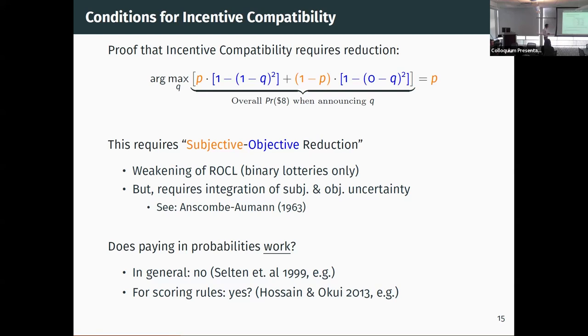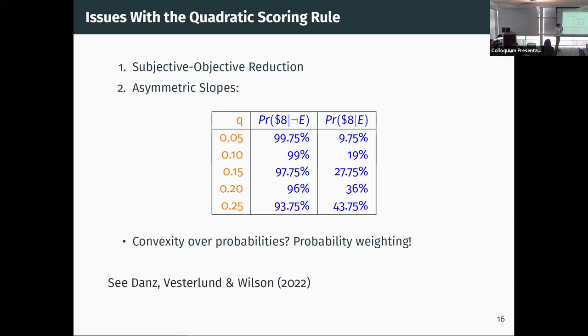There's a second potential problem with this binarized quadratic scoring rule, which that previous paper highlights. There's an asymmetry to the payoffs in this mechanism, which isn't obvious until you get people to calculate. This table shows that if you report a belief of 5%, and E does not happen, you're going to get paid with almost 100% chance. If E does happen, you get paid with 9.75%. So when you report this, you get this probability of payment if not E, and this probability if E.